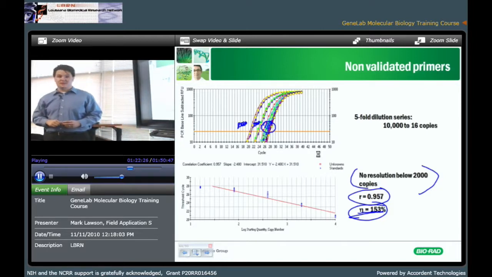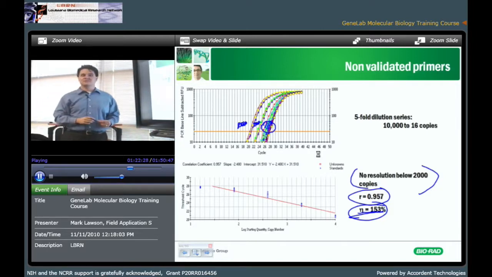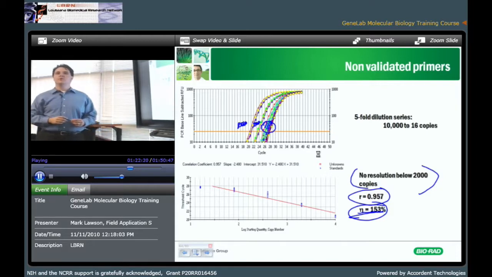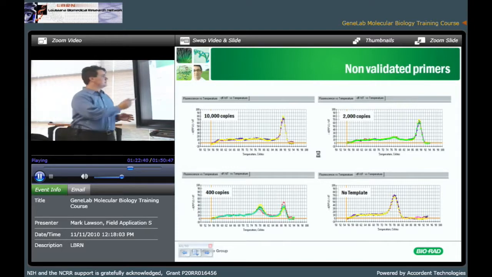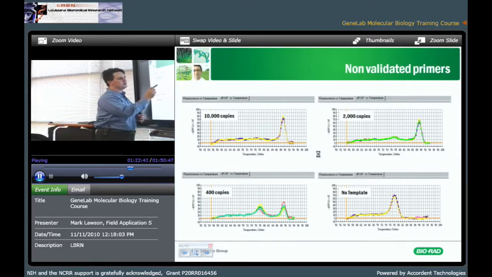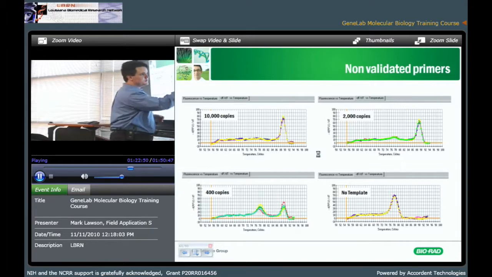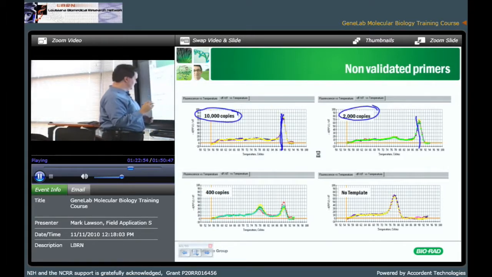The gel, that's one good one. What else? Where did we see them before? A melt curve. Melt curve, very good. So let's run a melt curve on this data. All right, we're going to break it down by concentration. Here's your 10,000 copy melt curve. It has a melt profile around, my line's a little off, but let's say around 89 degrees. 2,000 copies, right? Around 89 degrees.